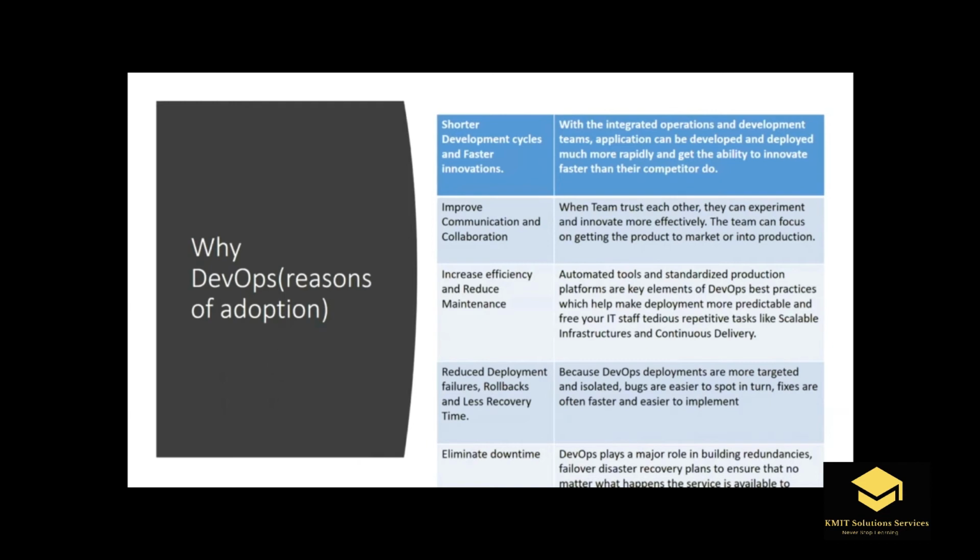Reduced deployment failures, rollbacks, and recovery time. Because this is automated and we measure different artifacts, on the basis of that we move to production. So with DevOps, deployments are more targeted and isolated. Bugs are easier to spot in turn, and fixes are often faster and easier to implement.